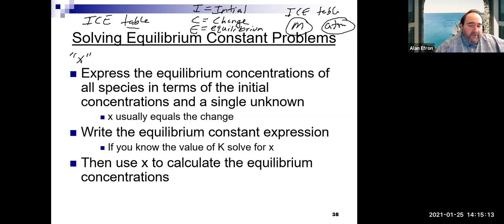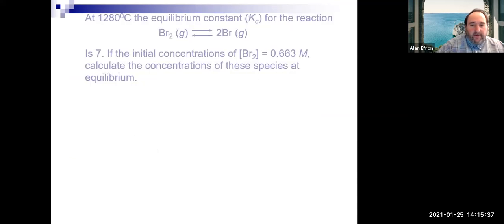We then go through the ICE table. We use our equilibrium expression to solve for X. And when we do, we can then use X to figure out how much is there at equilibrium for everybody when it's all said and done. That's a lot of words, and it may not make sense to you, so I think it's best to actually see it happening. So let us do the next example together here. We're going to go through it to make sure everybody understands the different processes that are happening.